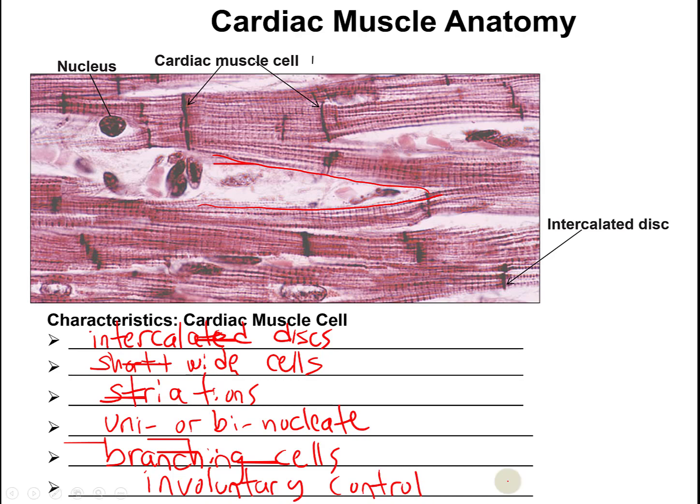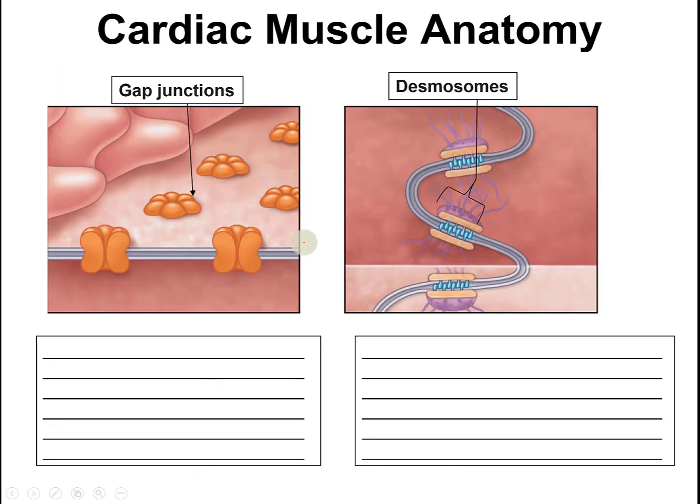Let's take a closer look at these intercalated discs to see what's going on there. And if we do, we would see a couple of things. One, you would see connective tissue in there, which is called the fibrous skeleton of the heart. We talked about that in cardiac anatomy lecture number 1. But the other two things you'll see are these kinds of junctions. The first is called a gap junction, and we talked about this in A&P 1.